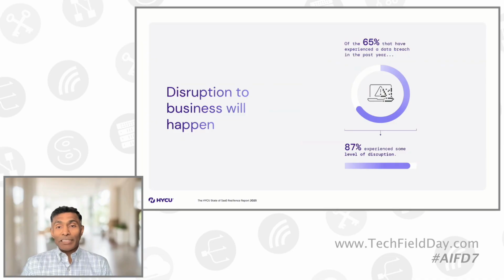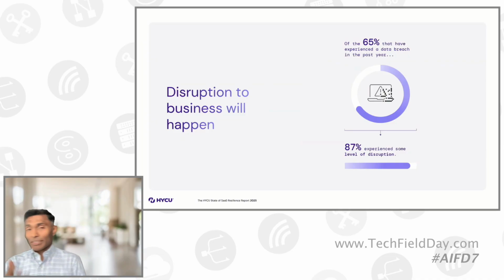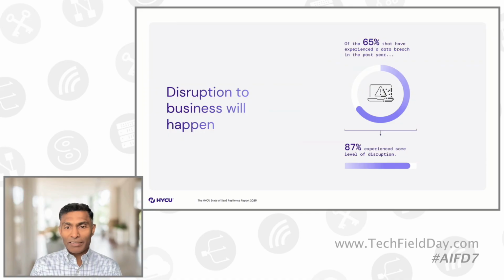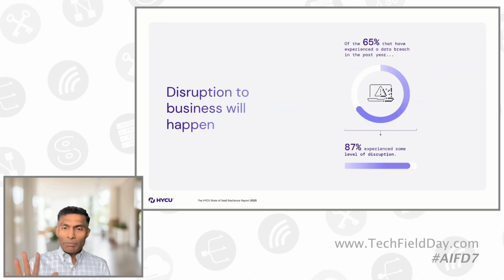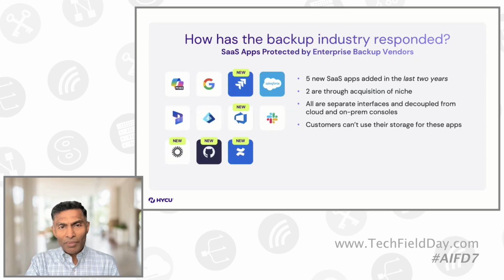Of the 65% that have experienced a data breach in the past year, 87% of them have some level of disruption, right? And one of the things customers told us is that on an average, not even a high average, it takes a minimum of 5 days to recover. And each day, on an average, costs a minimum of $400,000. This is just the cost of the recovery. It doesn't include all the people time lost and so on. So that's the level of impact customers are actually having.